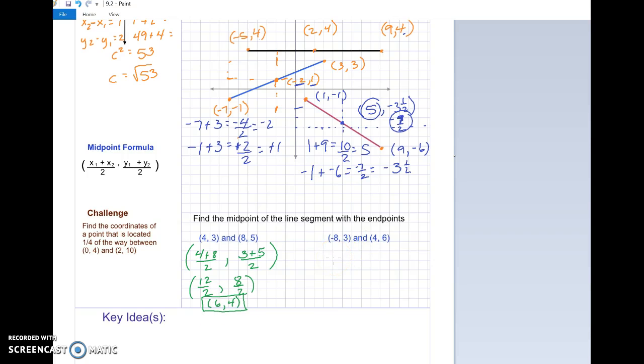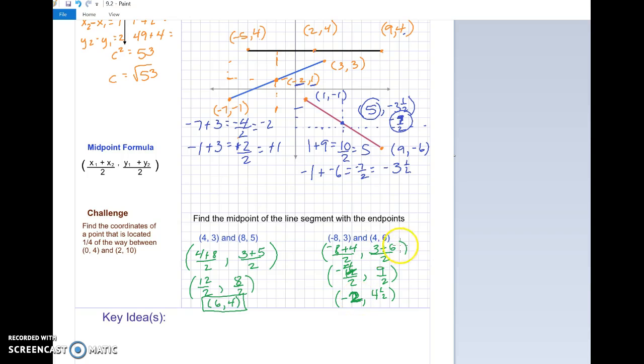Let's do this next one. Negative 8, 3, and 4, 6. Go ahead and work on that one. Okay, and did you come up with negative 6, 4 and 1/2? Well, let's take a look. Negative 8 plus 4. Did you catch my mistake? Negative 8 plus 4 is not negative 12. It's negative 4, isn't it? And so then negative 4 divided by 2 would not be negative 6. It would be negative 2.